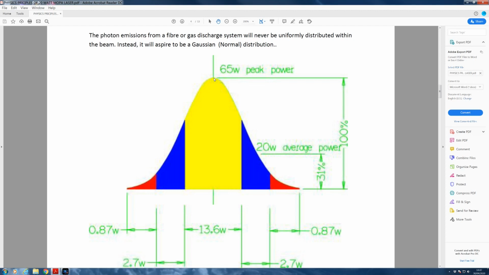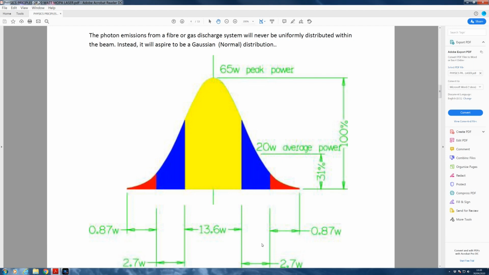This is the greatest light intensity, and the greatest light intensity means we've got maximum density of photons. Okay, now this is a 7 millimeter diameter beam. So very crudely, let's just say that it's 6 millimeters diameter, because that makes it nice and easy to look at what we've got here. Then we've got 1, 2, 3, 4, 5, 6 sections. So the center 2 millimeters of that beam, if it's a 20 watt beam, contains 13.6 watts.